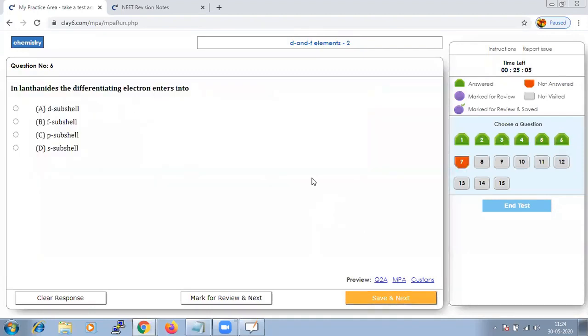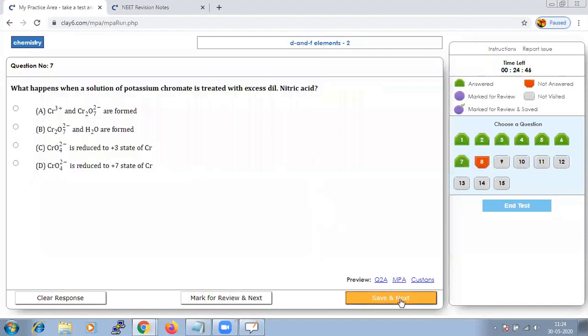In lanthanides, the differentiating electron enters into which subshell? It's a well-known fact that the differentiating electron for lanthanides will of course enter into the f subshell. So let us save that and go to next.